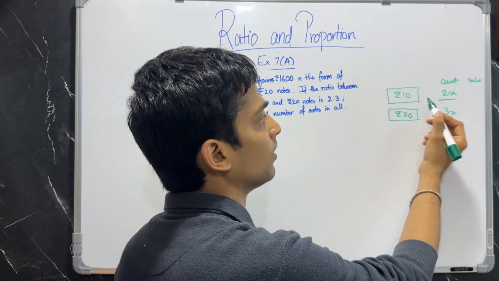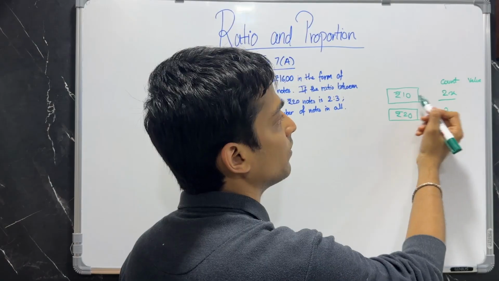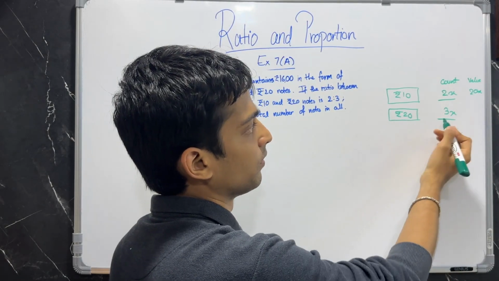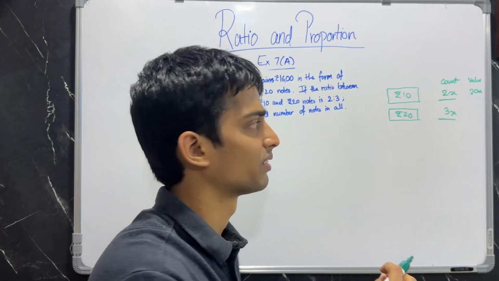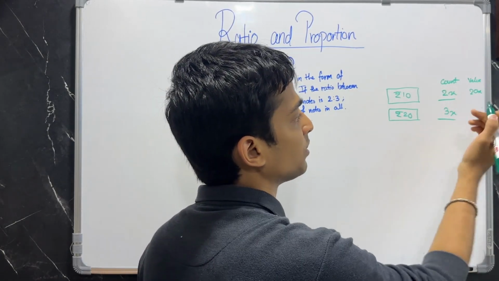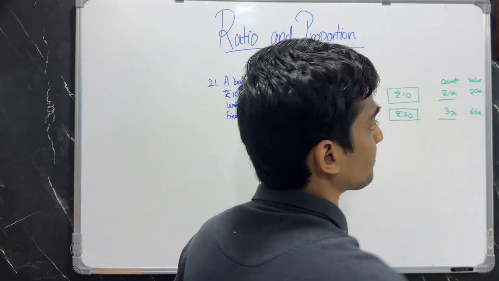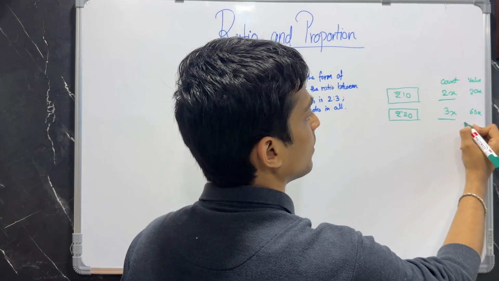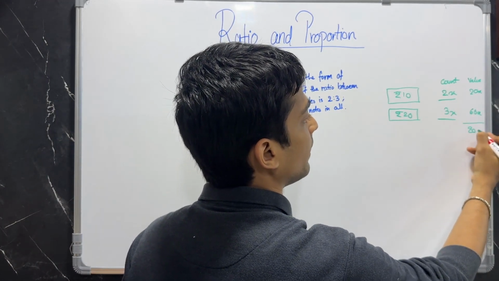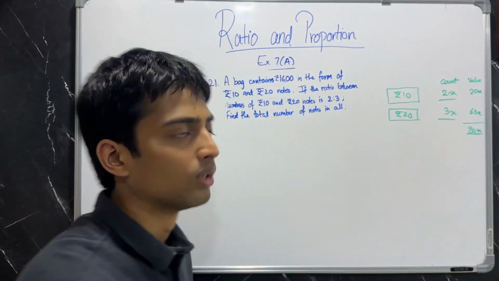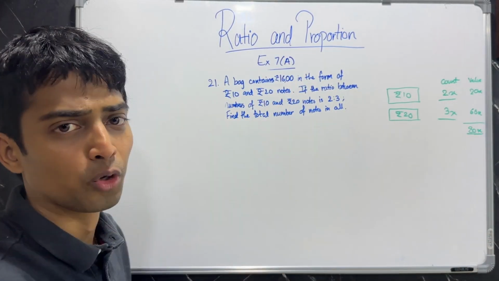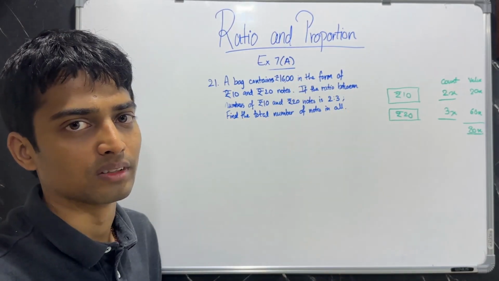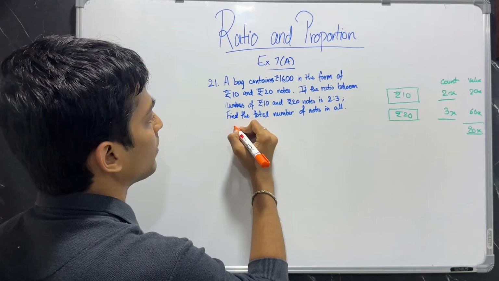So what will be the value? Value will be 10 into 2x, which is 20x. And what will be the value of 20 rupee notes? 3x amount of notes. So the value will be 20 into 3x, which will be 60x. So the total value will be how much? 20x plus 60x, which is 80x. And what they are saying, bag contains 1600 rupees. So this is the value which we found. 80x will be 1600 rupees. So let's start solving it now.